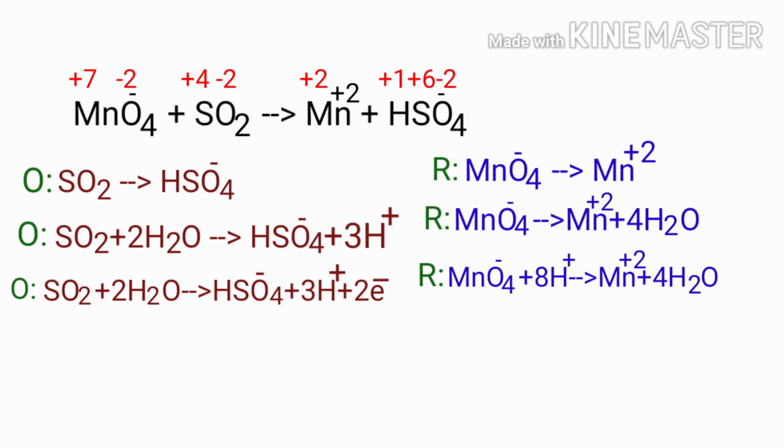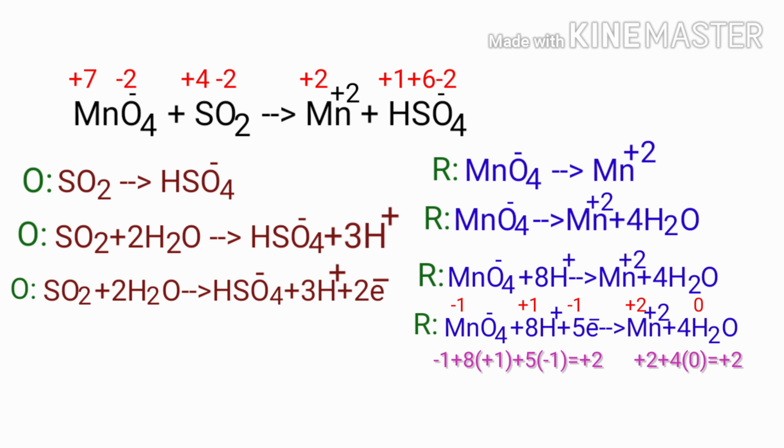Now you can equalize the charges in the reduction half reaction. To do this, you can add electrons. Now you can add 5 electrons to the left side. Now the charges in the reduction half reaction are equal.